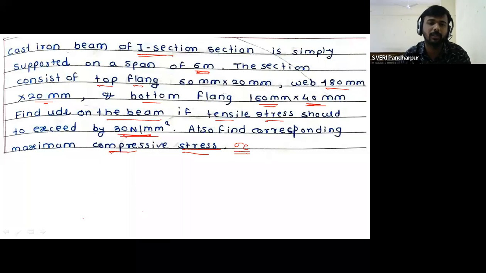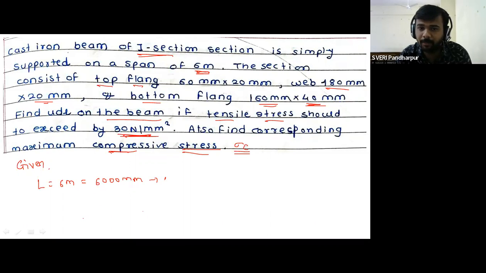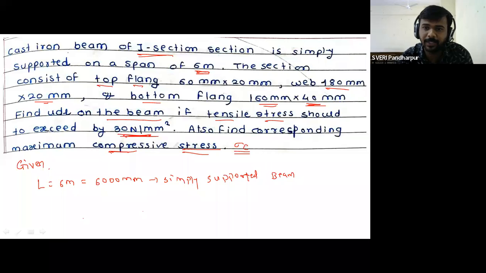So first of all, we have to write down all the given parameters and then we have to draw the figure for the unsymmetrical I section. So what are the important given parameters? The dimensions need not be written, but the other parameters are: length of beam is equal to 6 meter, which is equal to 6000 mm, and the type of beam mentioned is simply supported beam. Then the beam is subjected to some amount of tensile stress, that is sigma T, equal to 30 Newton per mm square.